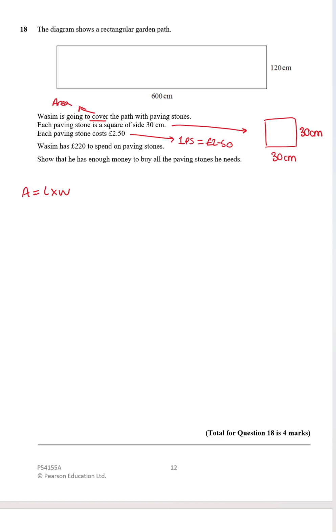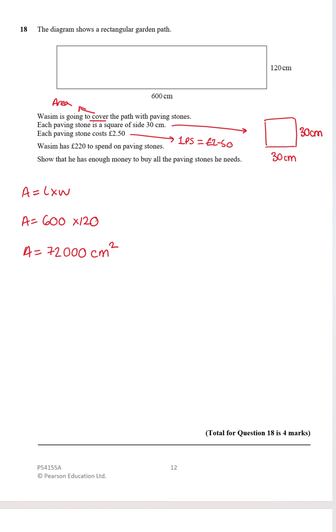The first thing I'm going to do is work out how much area I am going to try and cover. So I've got area is equal to 600 multiplied by 120. On non-calculator paper, I'm going to do 6 multiplied by 12, which is 72. And I've ignored 1, 2, 3 zeros. My units are really important in this question, so it's centimetres squared. So I know the total area that I need to cover is 72,000 centimetres squared.